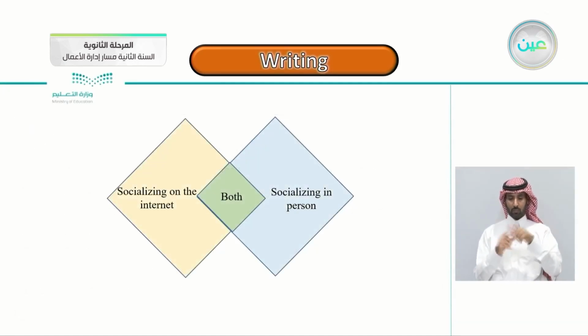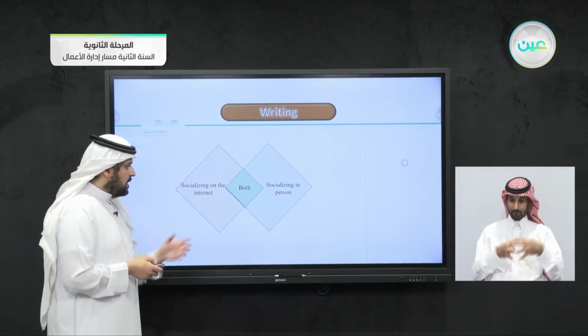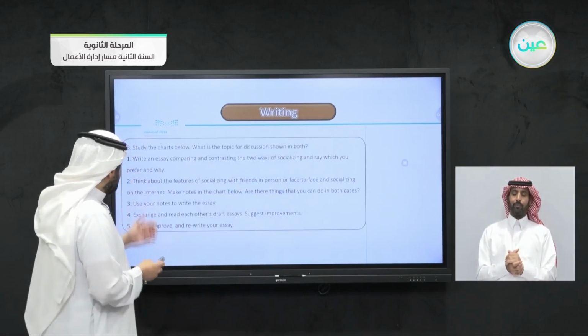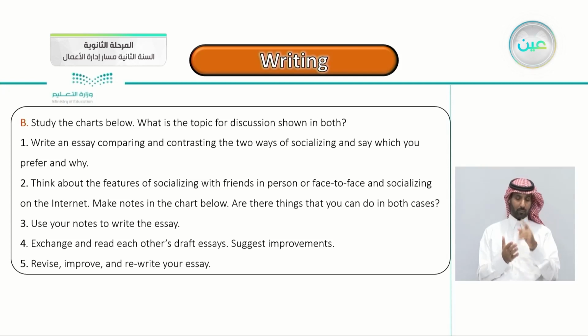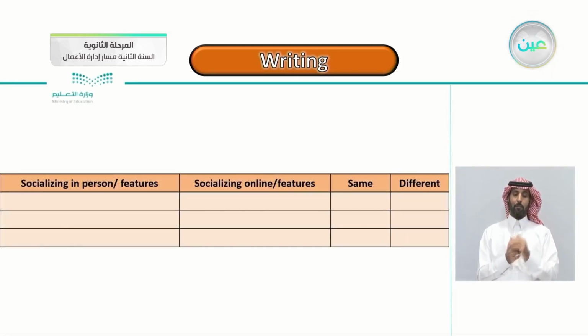So here is the chart: socializing on the internet, socializing in person, or maybe you combine them together, both. You like socializing on the internet, or maybe in person. Study the charts below, and which is the topic for discussion shown in both. Write an essay, as I said before, comparing, contrasting the two ways of socializing, and say which you prefer and why. So this is the table here: socializing in person features, socializing online features, the same or different.